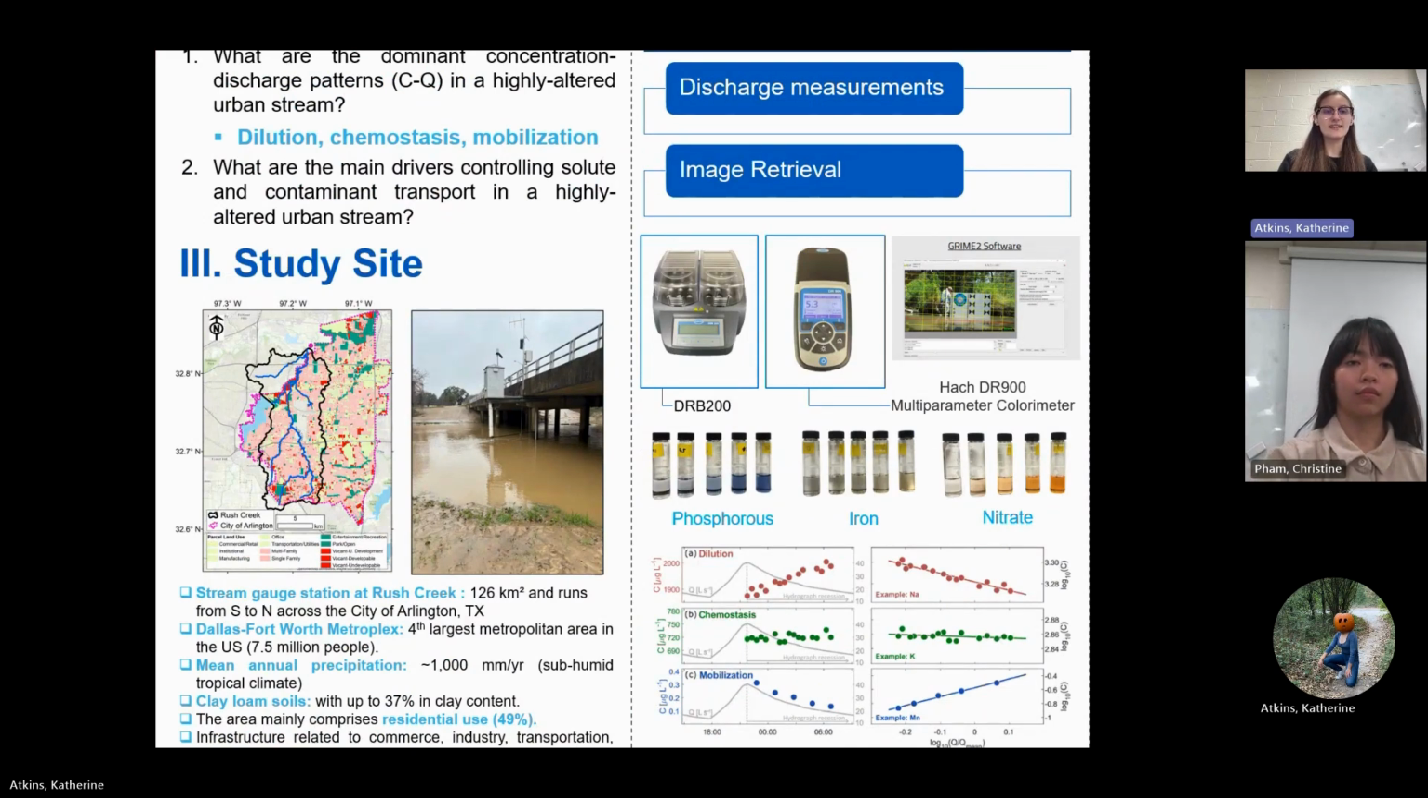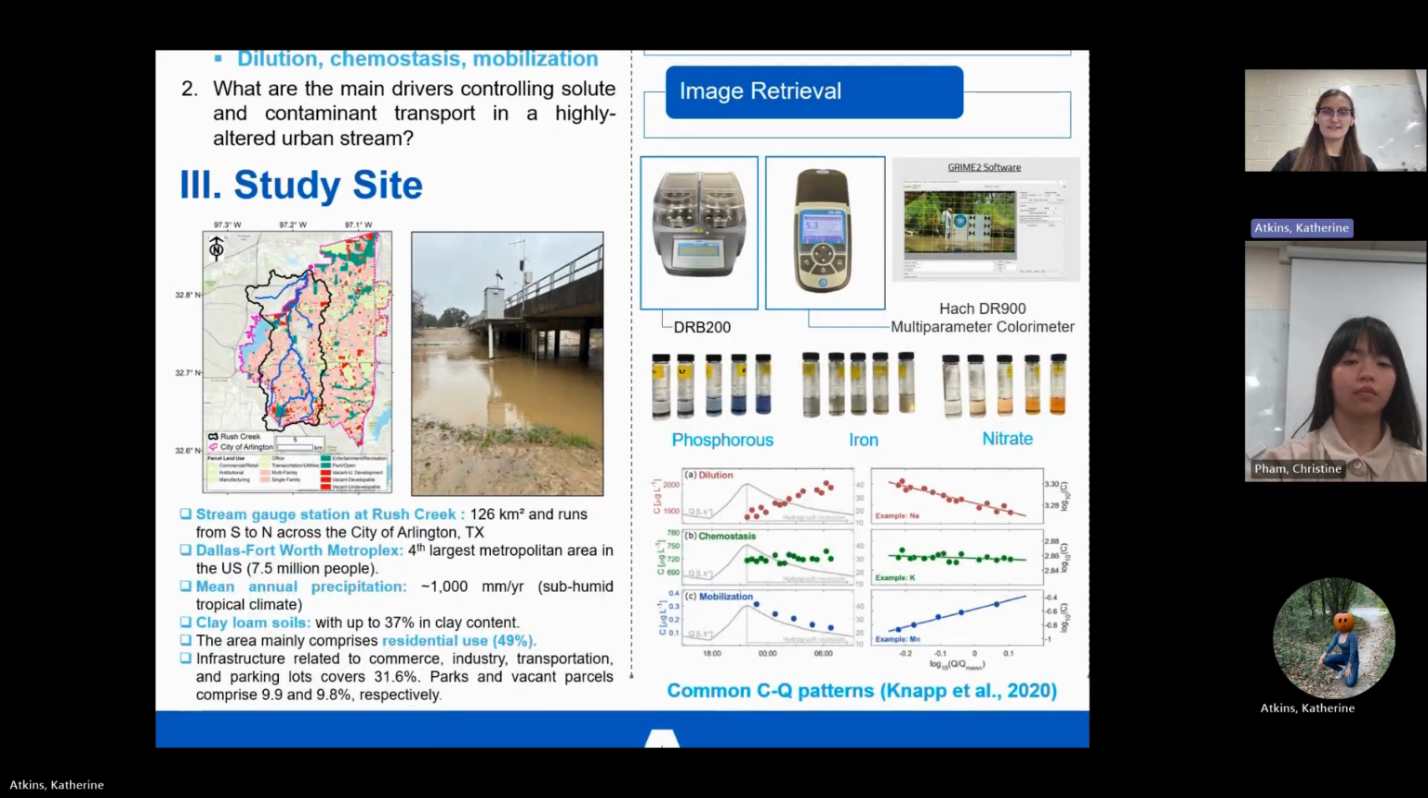altered urban stream. Our study site is Rush Creek, which is located in the DFW Metroplex, the fourth largest metropolitan area in the United States. The area surrounding Rush Creek is mainly residential use and surrounded by urban infrastructure. The picture next to the map is a picture of our sampling location where you can see our sampling gauge.